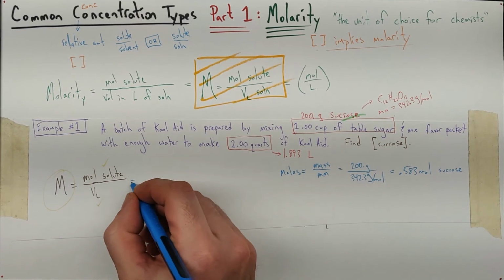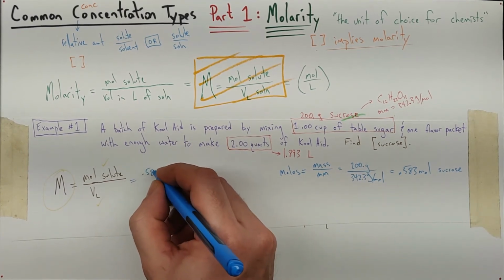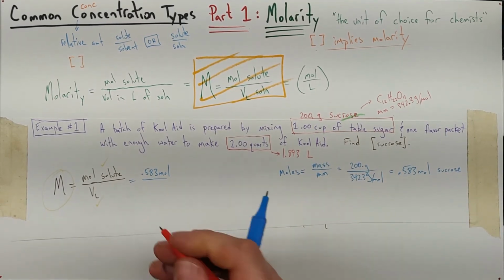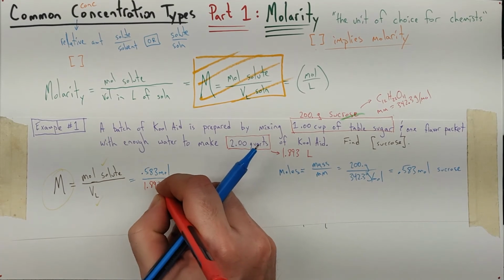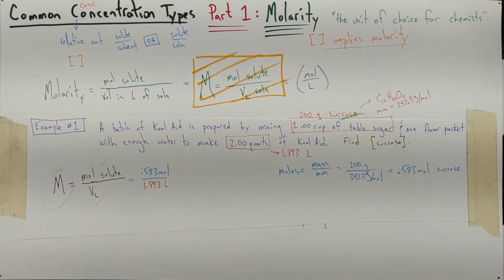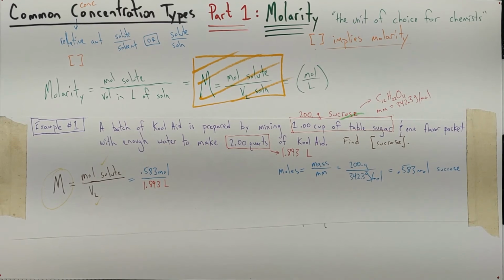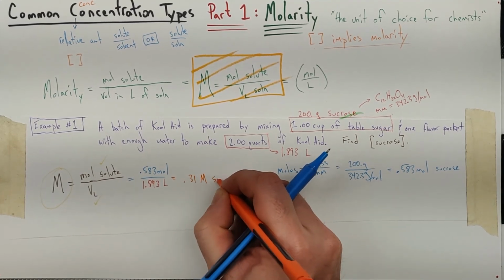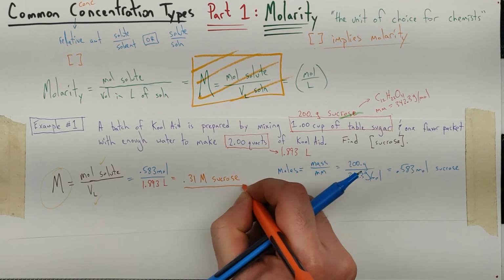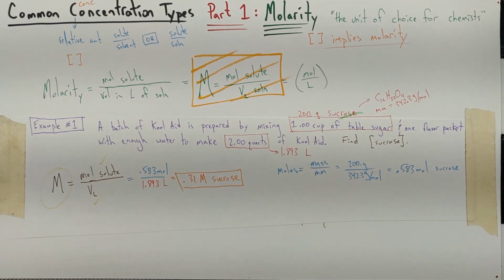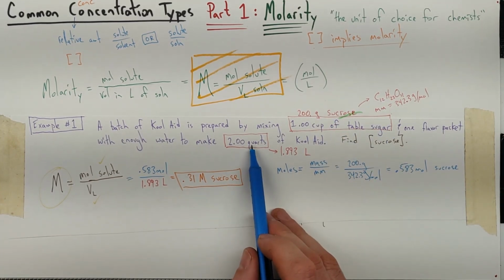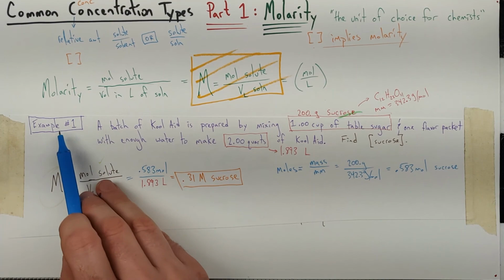So now I'm going to put that number in right there, 0.583, and I'm going to take that number right there, that 1.893. We have moles per liter, and you punch that into your calculator, and you find out that is 0.31 molar sucrose. And again, that's basically as simple as we can make a problem, which is, here's some mass of something, here's the total volume, just calculate molarity right up. And that's our first example.